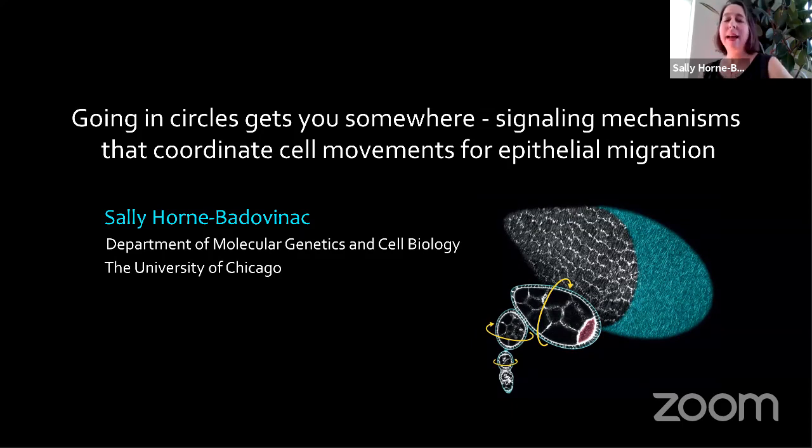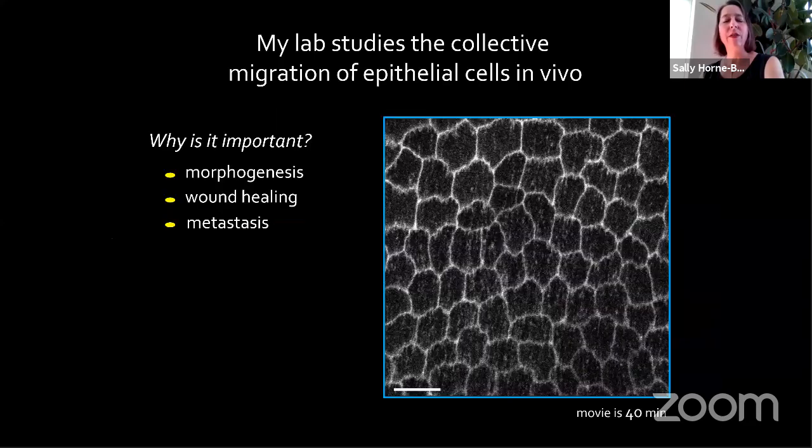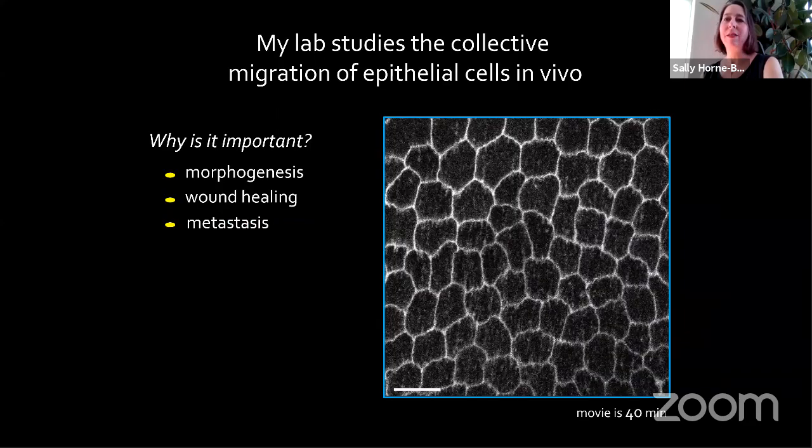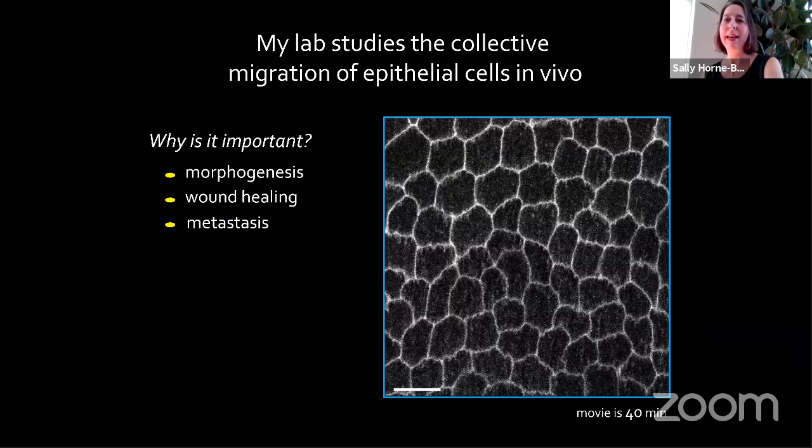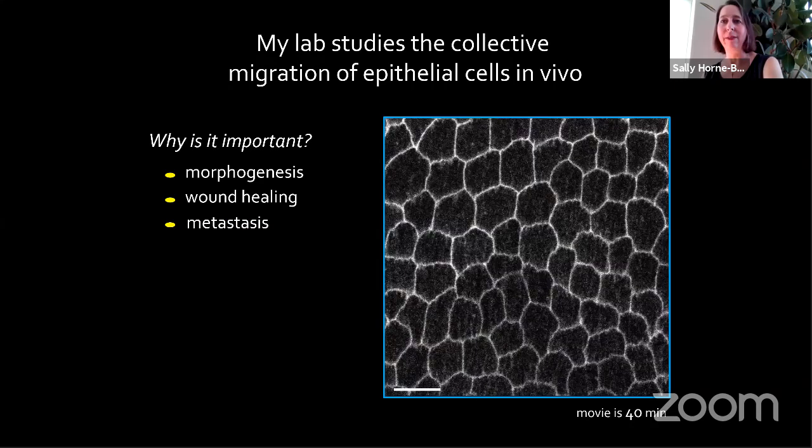As Adam mentioned, I have a long-standing interest in understanding how organs are formed and shaped during embryonic development. We have a particular focus on the role that epithelial tissues play in this process. Over about the last 12 years or so, my lab has been focused on trying to understand how epithelial cells migrate collectively.